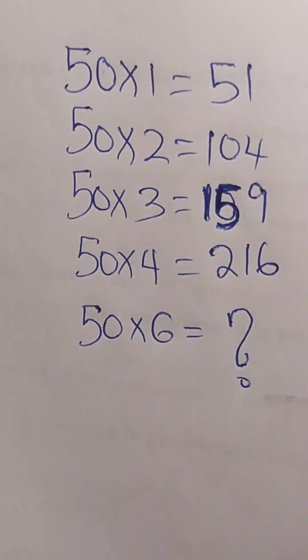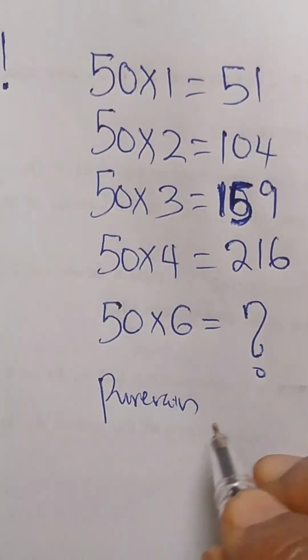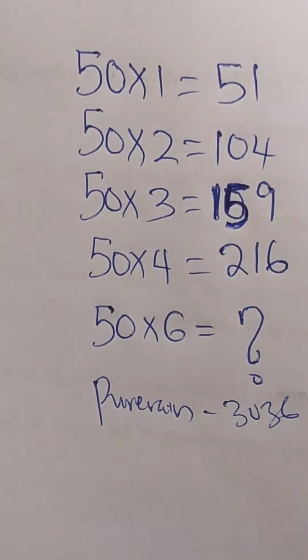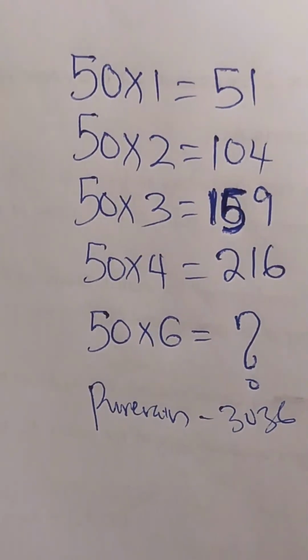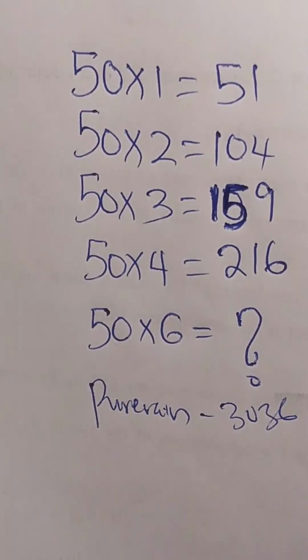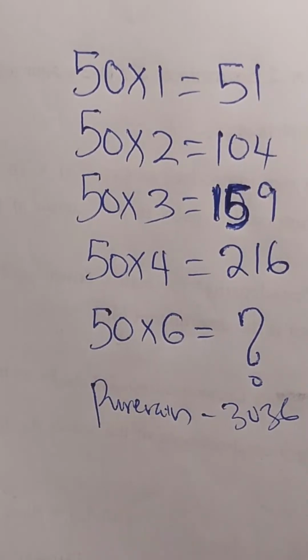So Pure Rain says 336. Okay. So more answers. More answers.